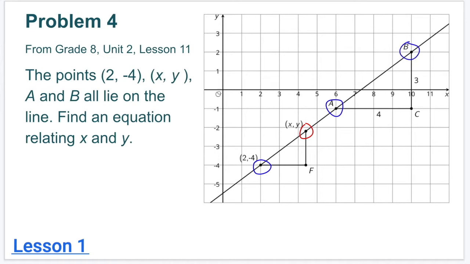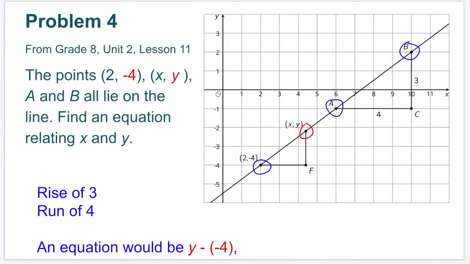I'm going to use this one also because it lands on the x coordinate whole number 10 and the y coordinate whole number 2. Here's a rise of 3 and a run of 4. That means that the slope is 3 over 4, or 3/4. And again, here we have a rise of 3 and a run of 4, confirming that this line has a slope of 3/4. An equation would be y minus the y coordinate of negative 4.